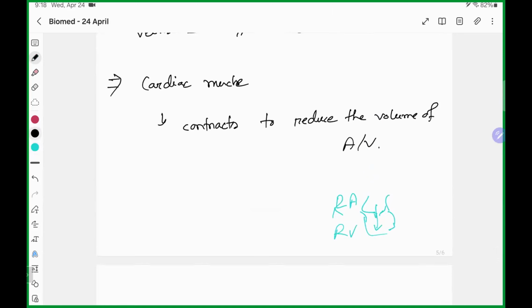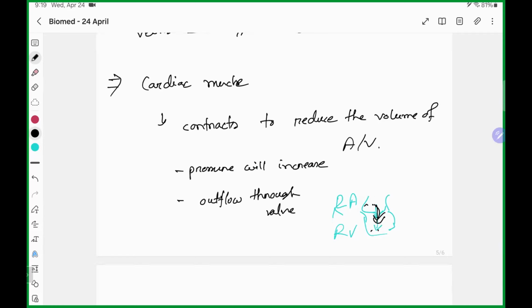This happens because the cardiac muscle will contract this atria first. When this atria contracts, pressure will increase there. When pressure increases, it creates an outflow through the valve. And just like the valve allows flow in only one direction, blood cannot flow back from ventricle to atria. It only flows from atria to ventricle. So that happens at the start.